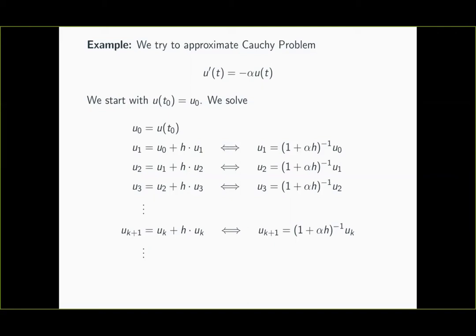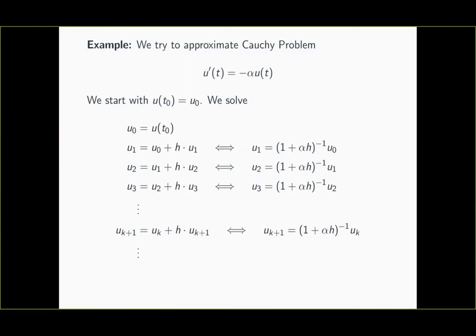Having computed u1 in that manner, we solve the equation u2 equals u1 plus h times u2 for the unknown variable u2. Then, having computed u2, we solve the equation u3 equals u2 plus h times u3 for the unknown variable u3. And in general, having computed uk, we solve the equation uk plus 1 equals uk plus h times uk plus 1 for the unknown variable uk plus 1. In the case of that particular differential equation, the solution procedure at each time step can be written down in a very simple manner.